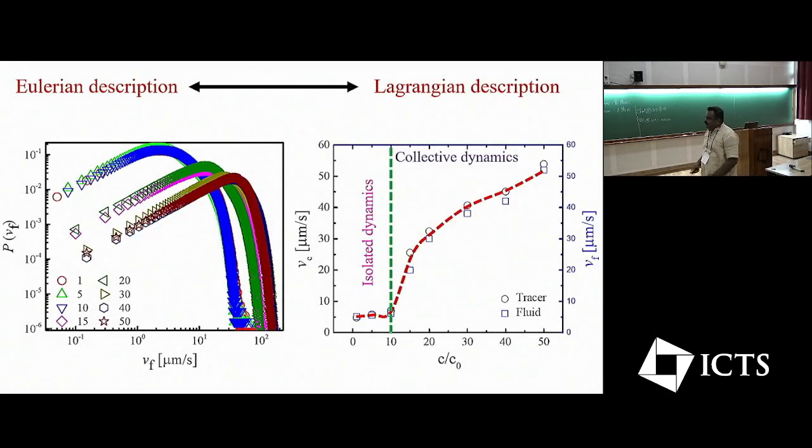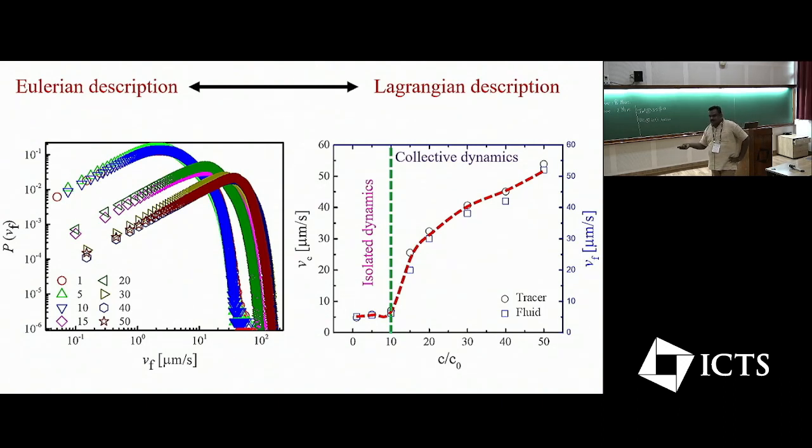And now I can get the velocity distribution of the fluid element. I can compare the mean velocity of the colloids and the mean velocity of the fluid, and both of them essentially follow similar behavior, and that is underlying the transition from isolated to collective dynamics. This is something people have seen earlier.